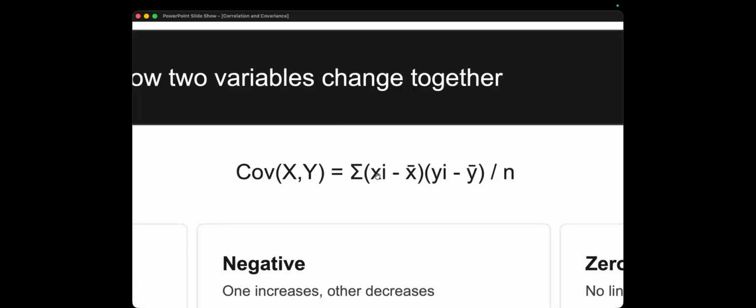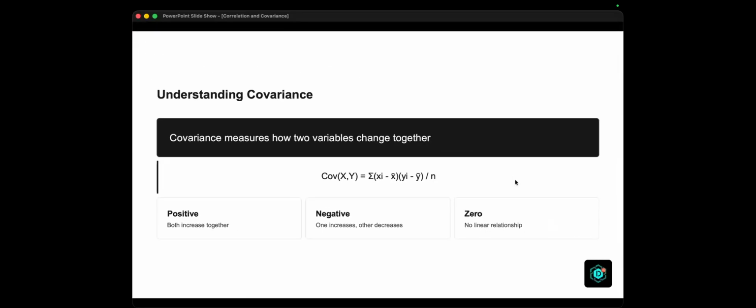this one, x. For each value of x, we are going to subtract from it the mean of this column of x, and we multiply that by y, the other variable, subtracted from its mean as well. And we divide by the total amount of data that we have. Okay, good. This will give us a number.